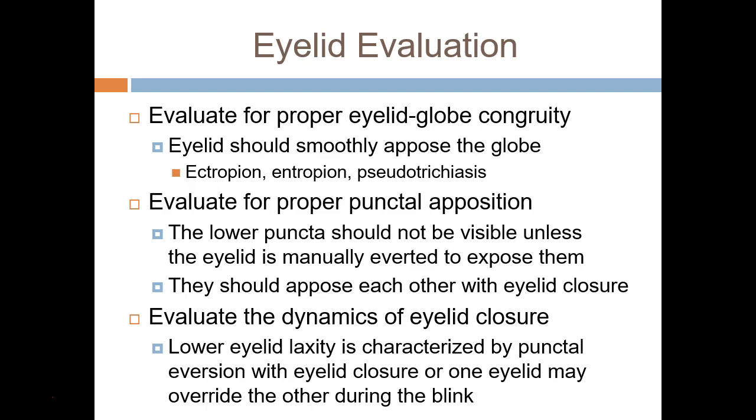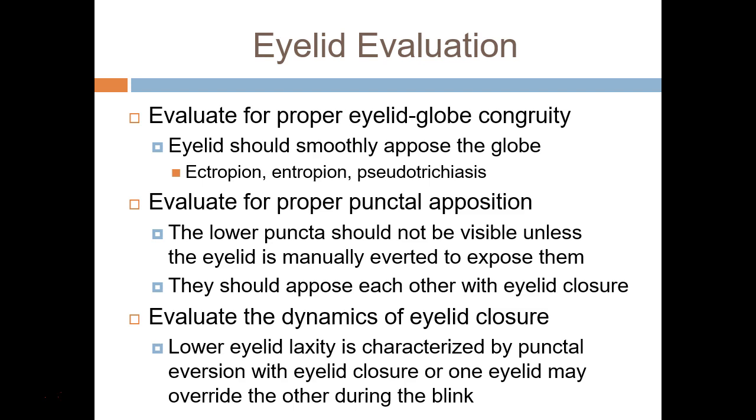So the first thing is you're going to do an eyelid evaluation. You're going to evaluate the eyelid for the proper eyelid globe congruity. Remember our anatomy, that the eyelid should smoothly oppose the globe. Abnormal findings would include ectropion or entropion or some kind of pseudotrichiasis if the eyelid was turning in a little bit. Secondly, you're going to evaluate the eyelid for proper punctal apposition.